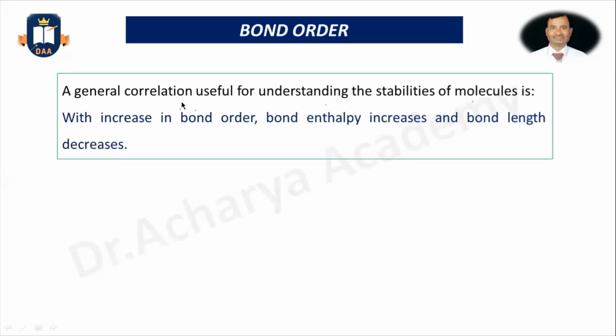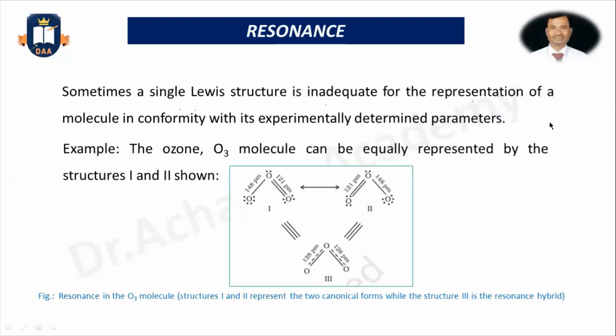A general correlation useful for understanding the stabilities of molecules is that with increase in bond order, the bond enthalpy increases and bond length decreases. I already discussed bond enthalpy and bond length in the previous class. Now, I'll talk about resonance.